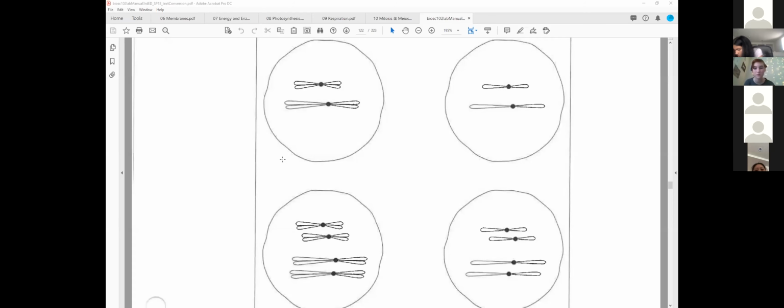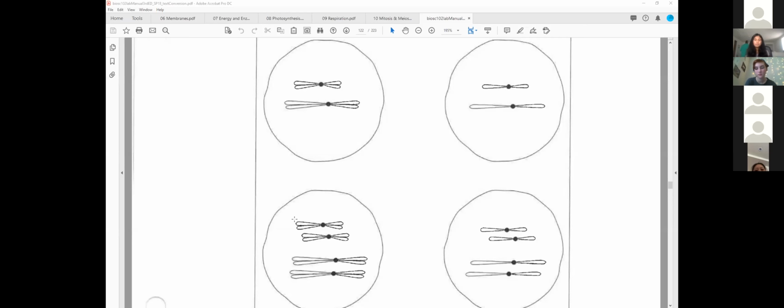So how many chromatids are present? Oh, thank you, Tim. So this cell here has one big chromosome and one little chromosome. Therefore, it is haploid. It does not matter that these chromosomes are duplicated. This cell has one big chromosome and one little chromosome. Therefore, it is haploid. And it does not matter that there's only one chromatid.